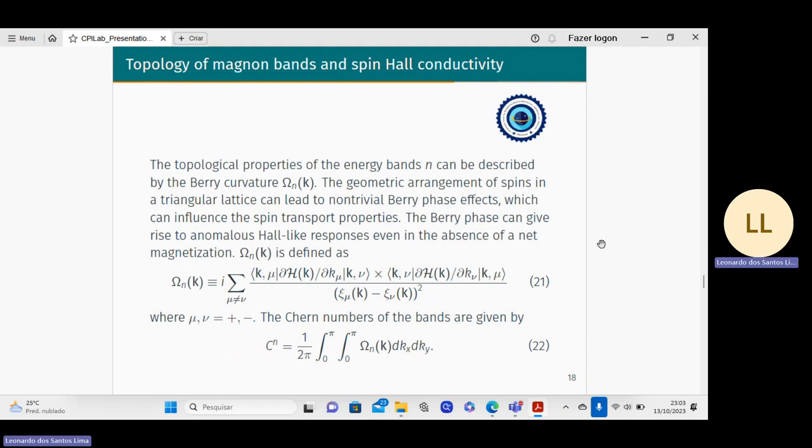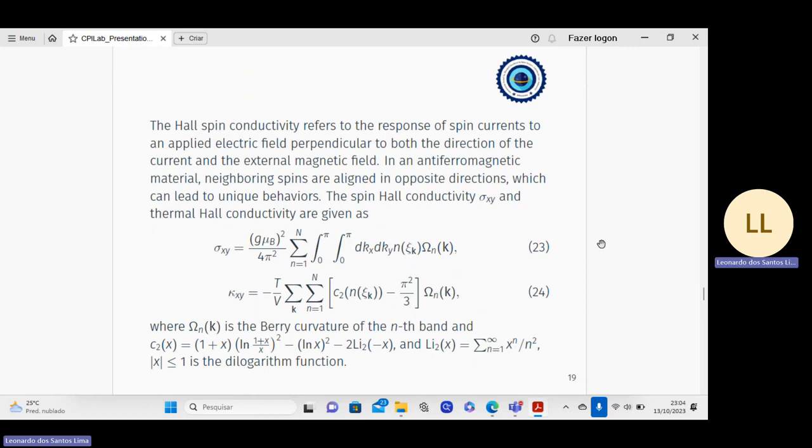I studied the topology of magnon bands and spin Hall conductivity for the triangular lattice of the Heisenberg model. The topological properties of the system are described by the Berry phase given by equation 21 and the Chern number of the bands given by equation 22. I obtain the spin Hall conductivity given by equation 23 and the thermal Hall conductivity by equation 24, given in terms of the Berry curvature of the n-th band of magnons.